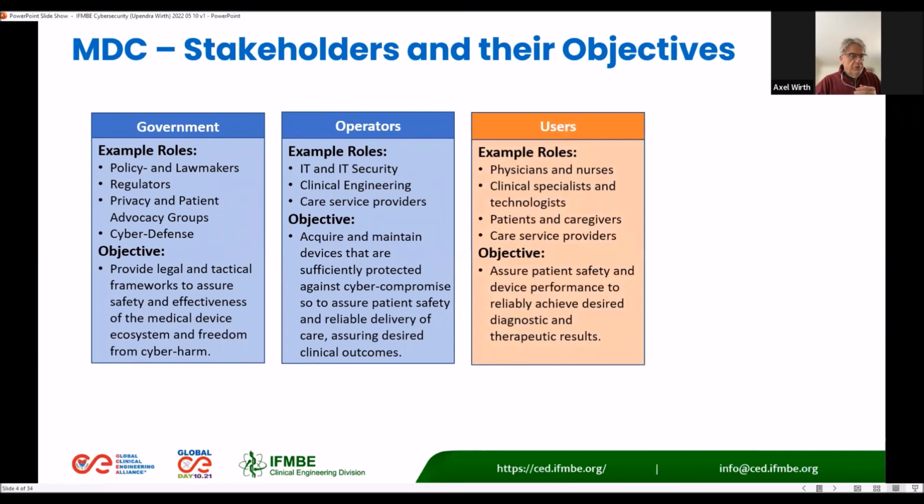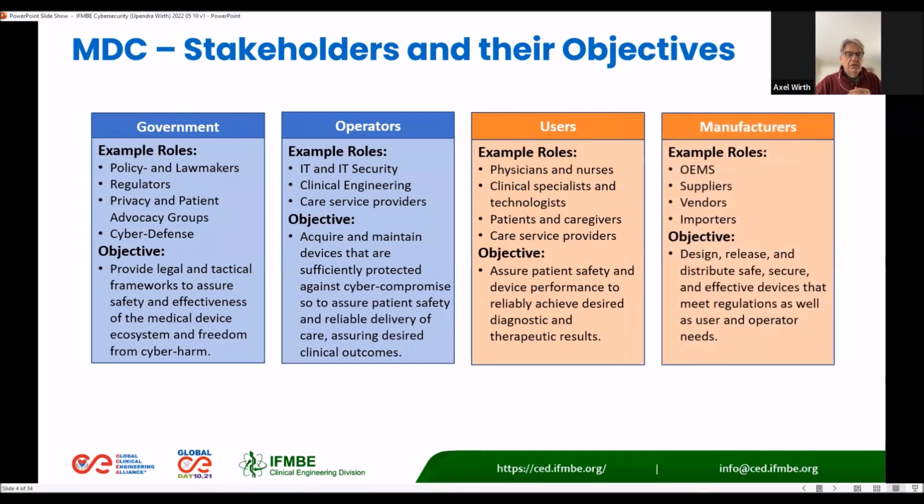Then, of course, you have users of devices, and that can be anything from doctors or nurses, other clinical specialists that may use devices, but also the patients themselves or caregivers to patients that may use connected devices in the patient's home. And certainly their objective is to assure patient safety and make sure that the devices perform as intended and are reliable in achieving the desired diagnostic and therapeutic results.